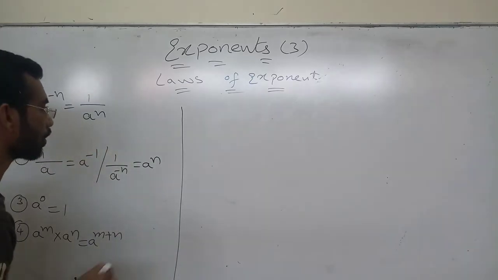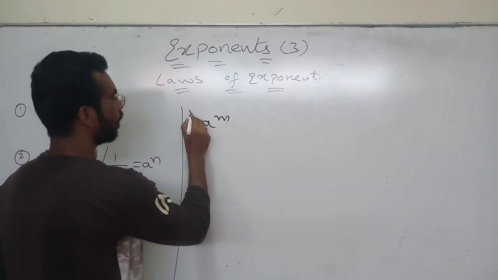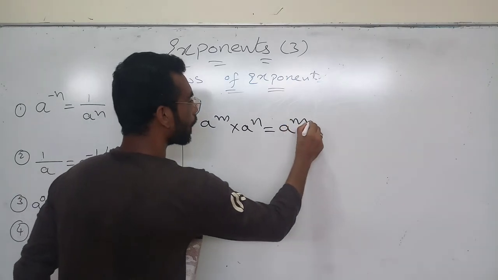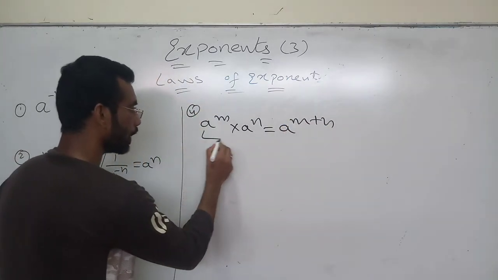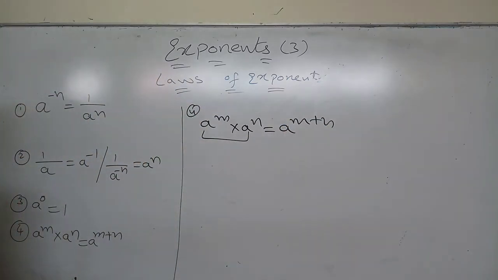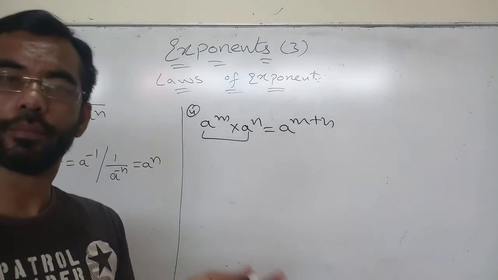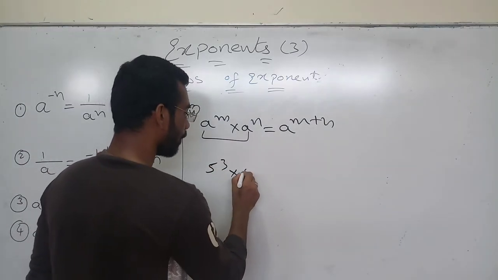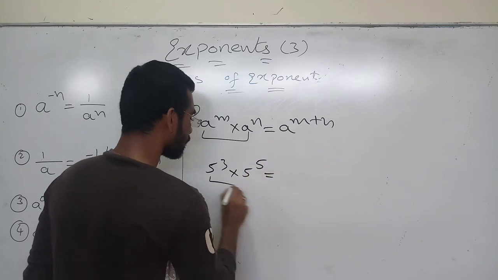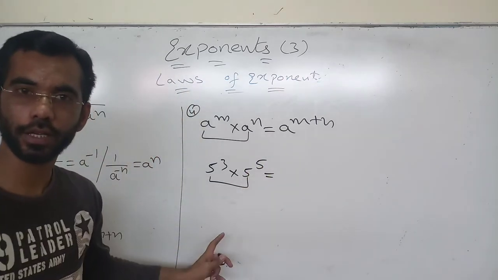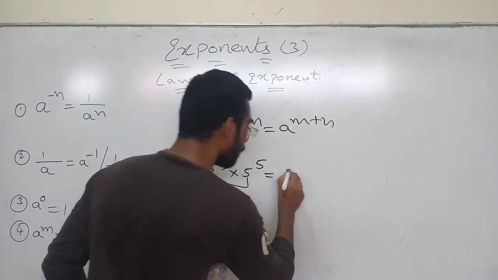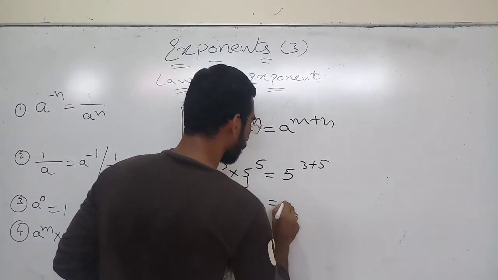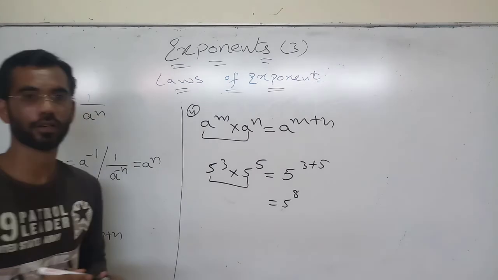Okay, one more law, the fourth law: a power of m into a power of n is equal to a power of m plus n. See here, the bases are same. If the bases are same, the powers should be added. Example, 5 power of 3 into 5 power of 5. Here the bases are same. What is the base here? 5. Then you have to take only one 5 and add the powers. 3 plus 5, 5 power of 8. This is the answer.